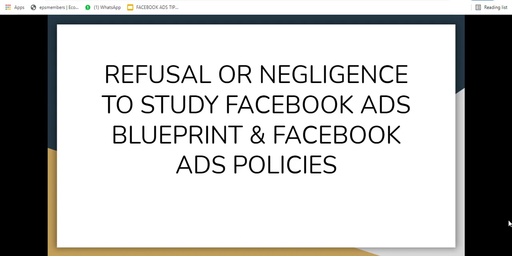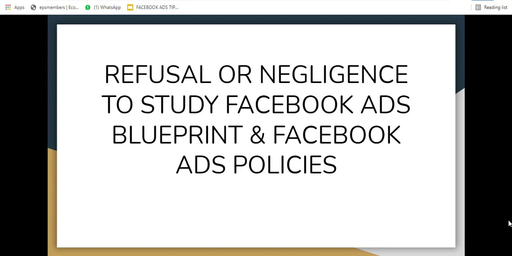And every one of us is not free from this. We refuse to give attention to the Facebook advert blueprint, or we neglect it, thinking that it doesn't matter. And now when we have tried to run adverts which are contrary to their Facebook advert policy or to their blueprint, then we say Facebook is too strict, is this, is that. No. If they don't want you on their platform, they will not go ahead to create a blueprint for you to run a successful advert on their policy.